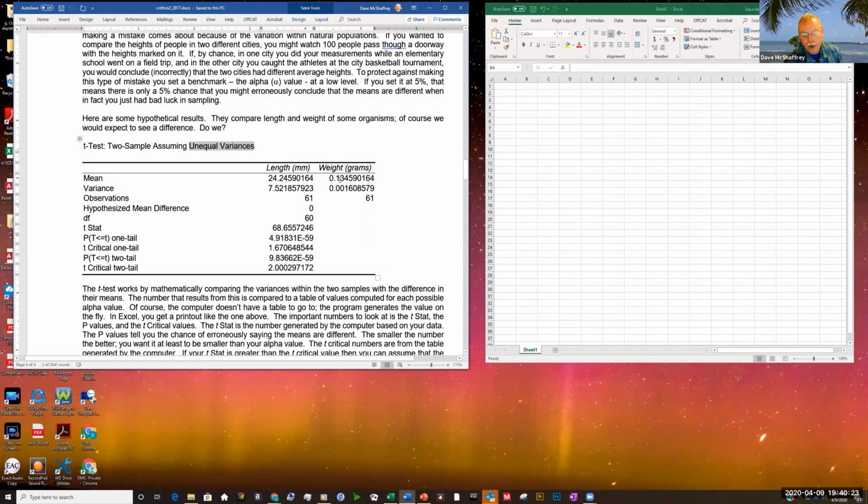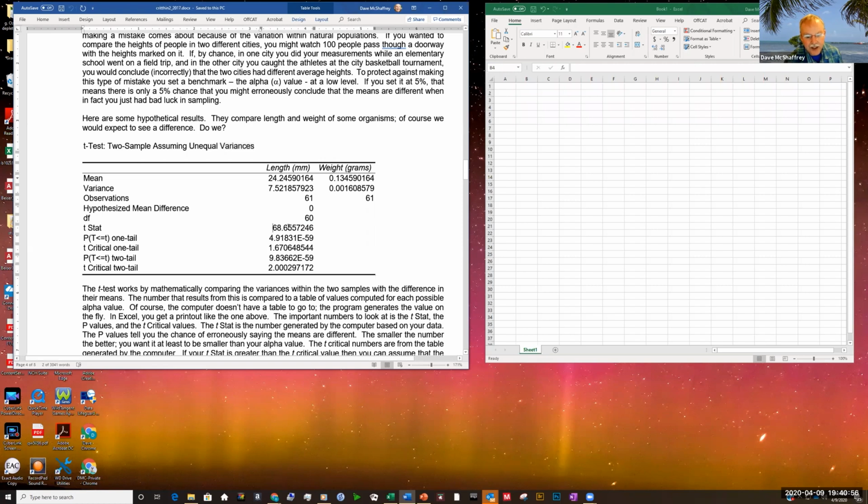The weight between 0.133 grams and 0.135 grams, because this is the variance here. We made 61 observations. We took 61 organisms and measured their length, and we got the weight from those same 61 organisms. We hypothesized that there's no difference between the means. That's our null hypothesis, the one we're trying to disprove. Don't worry about DF, that's degrees of freedom. It's usually less than the number of observations.